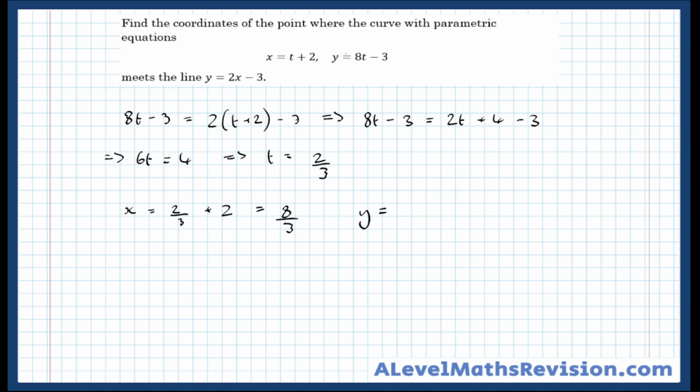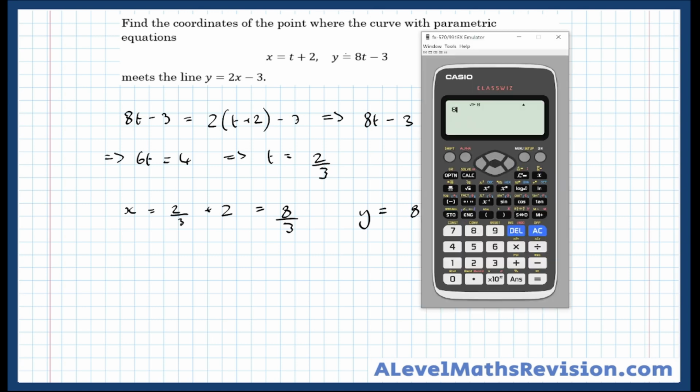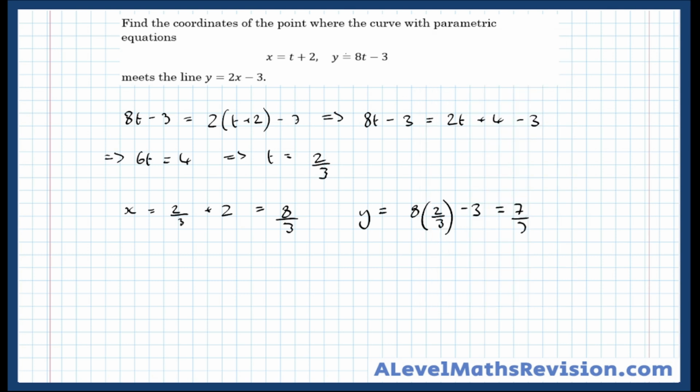And y equals 8 lots of 2/3 minus 3, which is equal to 7/3. Therefore, we've got 8/3, 7/3 is the point of intersection. So now have a go at the worksheet. Lots of examples like the ones we've just covered.